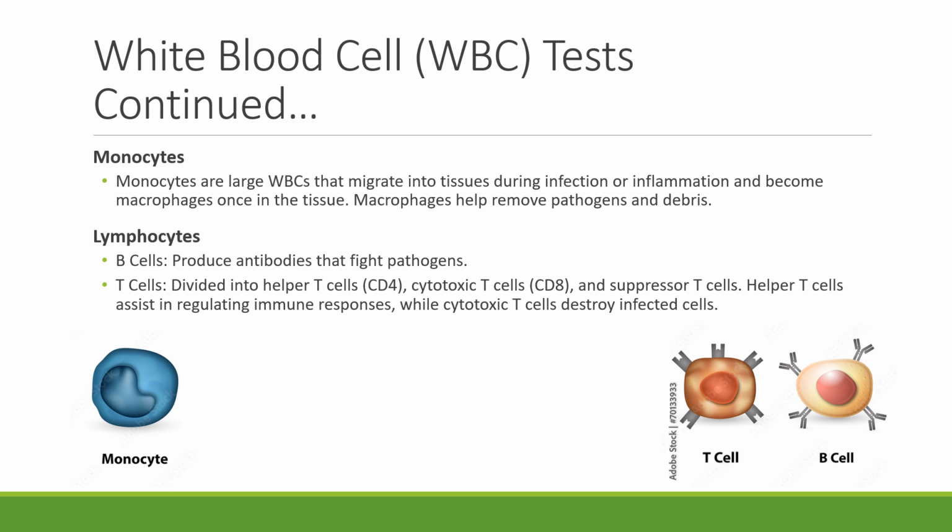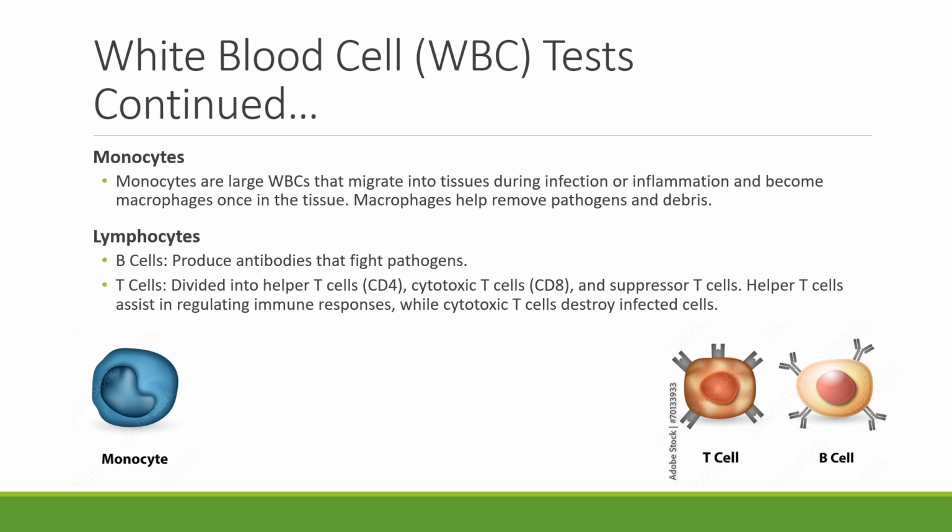Monocytes are large white blood cells that migrate into tissues during infection or inflammation and become macrophages once in the tissue. Macrophages help remove pathogens and debris. Elevated monocytes can indicate chronic infections, autoimmune disorders, or inflammatory conditions.